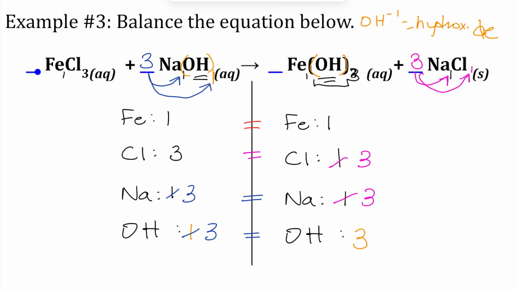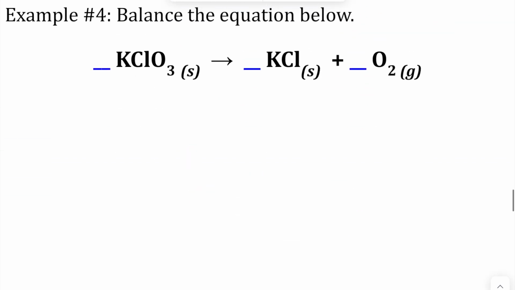So we have 1 FeCl3 plus 3 NaOH produces 1 Fe(OH)3 plus 3 NaCl. Notice I didn't change any of my subscripts. I'm just adding coefficients so that it is balanced. All right, example 4.